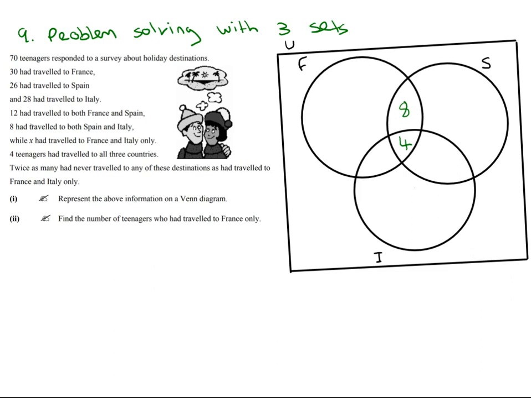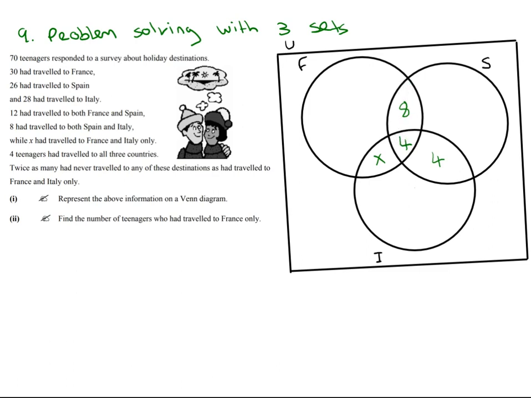8 had travelled to Spain and Italy, so that'll be 8 minus 4, which is 4, so the full region is 4 there. And x had travelled to France and Italy only. Because it's France and Italy only, we put the x in there. Again, the language is really important. If this had said 12 had travelled to France and Spain only, then 12 would go in here. But because the 4 in the middle had also travelled to France and Spain, they're included in the 12.